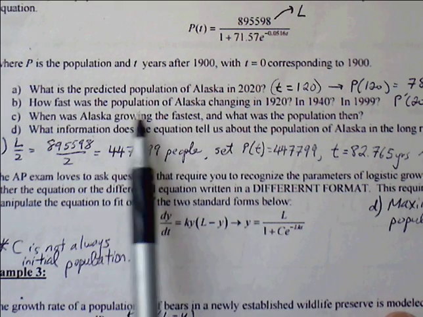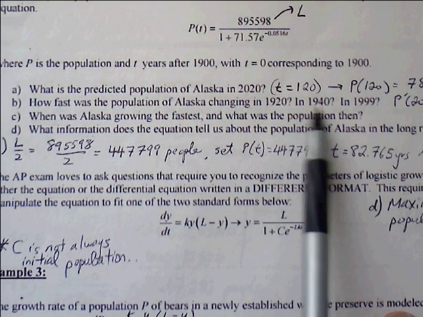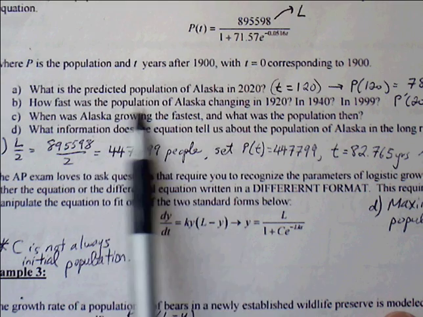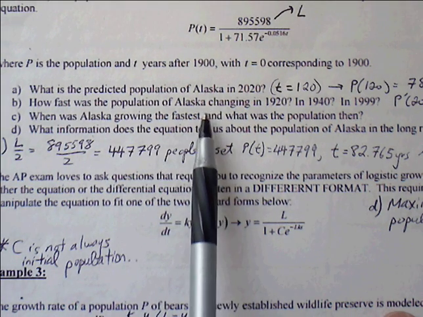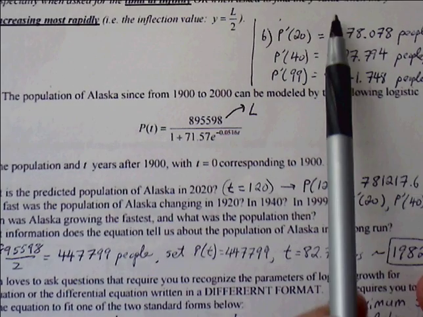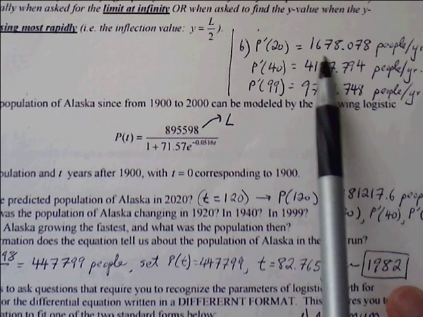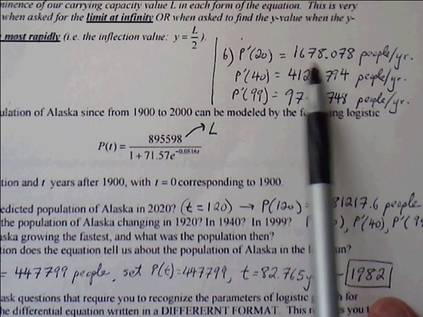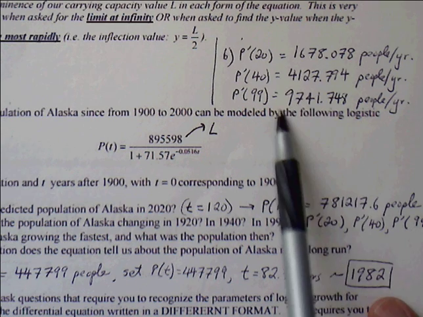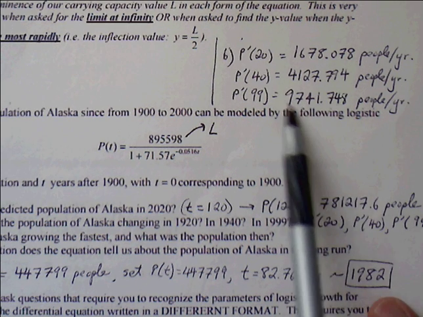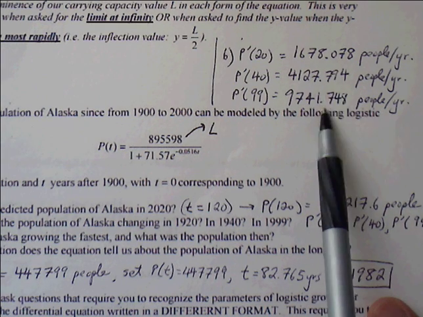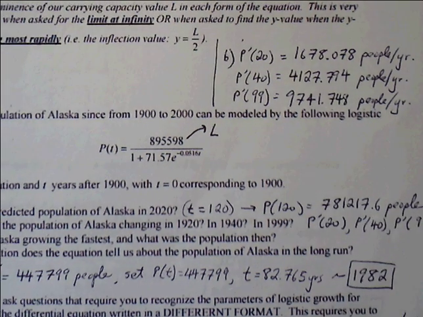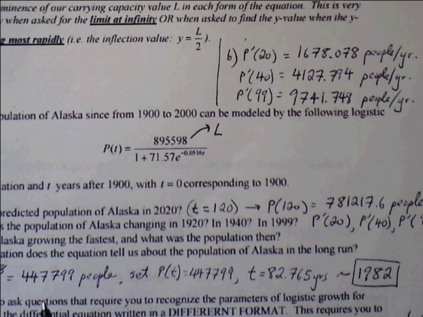Okay, part B, how fast was the population changing in 1920, 1940, 1999? So we're trying to find out the rate. Okay, so if we want to find out the rate, we want to find P prime. So to find P prime, we can just simply use our calculator and ask it to evaluate the derivative at 20, at 40, and at 99. So we see that there's always growth, but in 99 we see the growth is going to be growing at a faster and faster rate as we move towards the present.